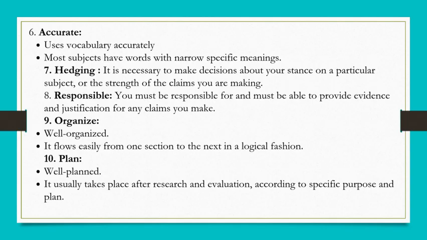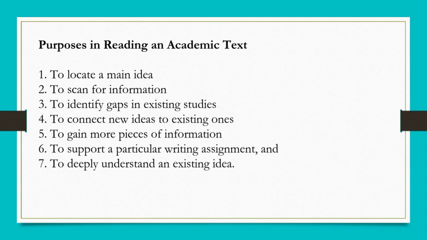And next, we have hedging. It is necessary to make decisions about your stance on a particular subject or the strength of the claims you are making. And of course, you have to be responsible. You must be able to provide evidence and justification for any claims you make. And when you are creating academic texts, you have to make sure that they are well organized and have a flow to follow. And of course, your academic texts should be well planned, taking place after research and evaluation according to a specific purpose and plan. Clear?